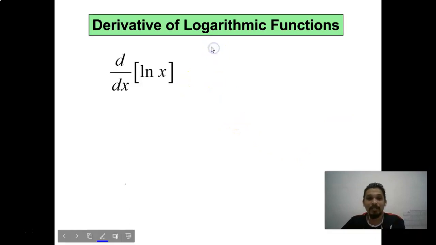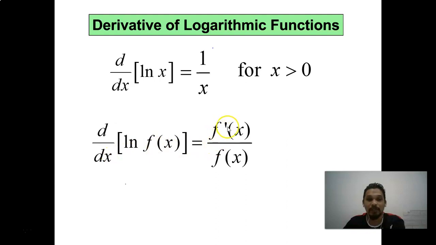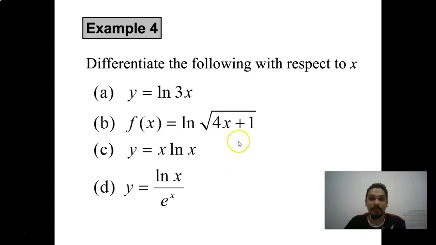Differentiate natural log of x, it equals 1 over x for x greater than 0. And differentiate ln of f(x) with respect to x, it equals f prime x divided by f(x), for f(x) greater than 0. Okay, now look at this one here.